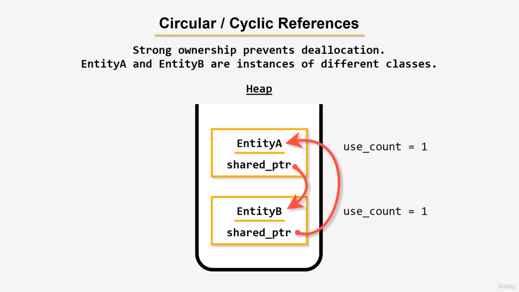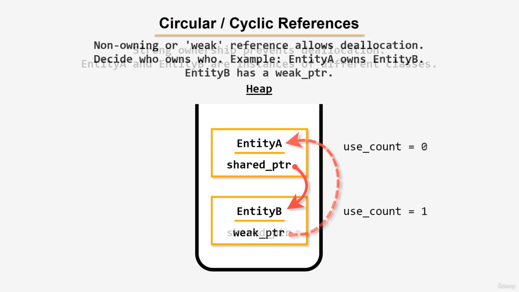Here's another example where strong ownership prevents the deallocation, with different classes. We have entity A and entity B. Those are basically different classes, and so we have different instances of different classes on the heap in this example. And as you can see in this example, on the heap, entity A is going to keep entity B alive, and similarly entity B is going to keep entity A alive. How do we fix this issue so that we do not have a memory leak? Well, we can use weak pointers instead. A non-owning or weak reference allows for the deallocation, and we can do that using the weak pointer.